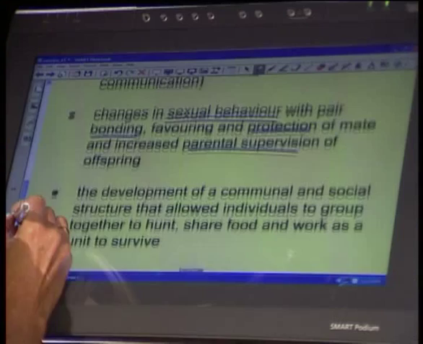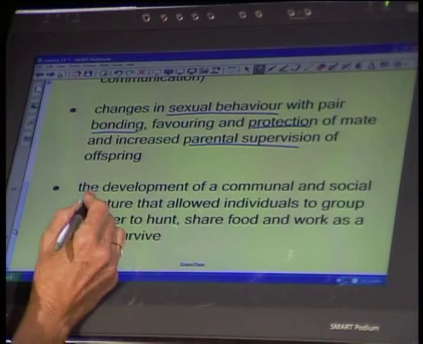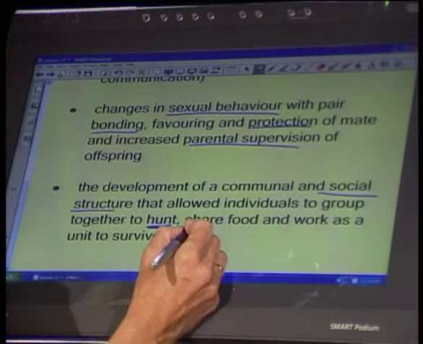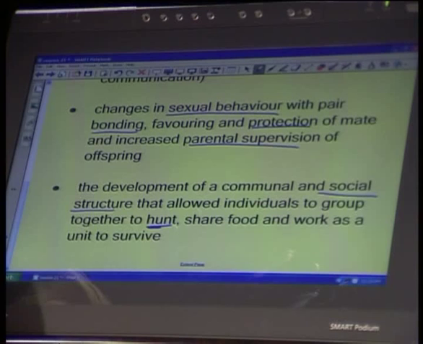It makes us special. Also, the development of the communal and social structure is very important. We have our individuals in the groups, and some of them do one function and others do another function. Now, this is when we were hunting and sharing food and splitting the work in order to survive. Okay, so that should be Neanderthal man mainly.